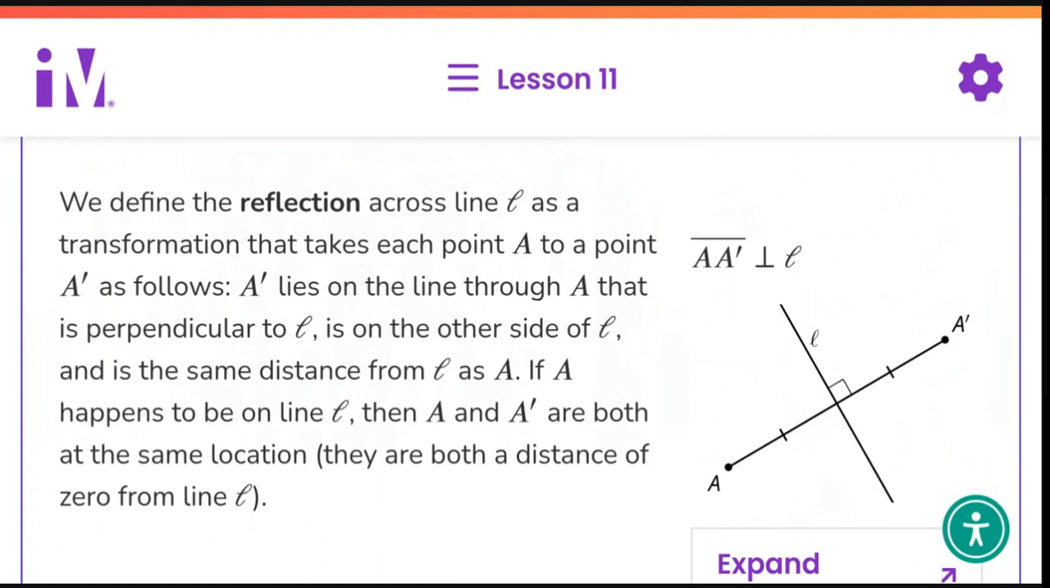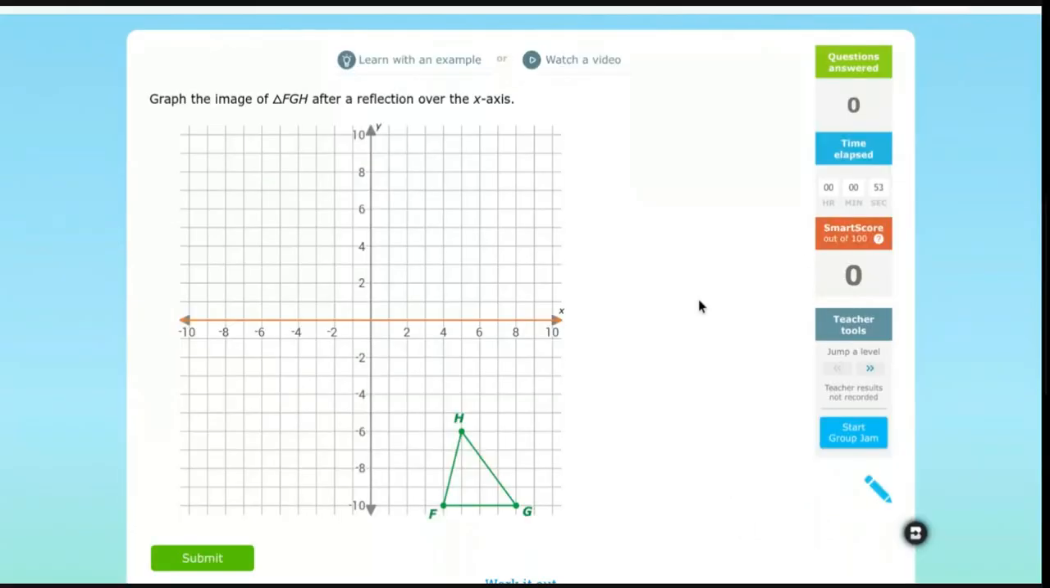What we need to do is make sure that A prime is the same distance away from line L as A. We also need to make sure that if we were to connect points A and A prime, it would be perpendicular to your line of reflection. The easiest way to accomplish this is to reflect images in a coordinate plane. In your IXL assignment today, you will do exactly that.